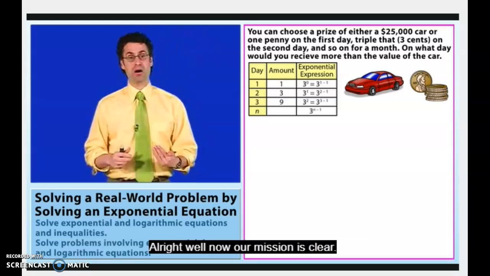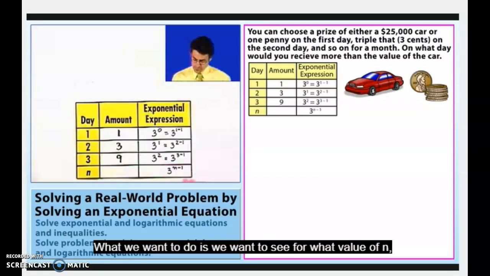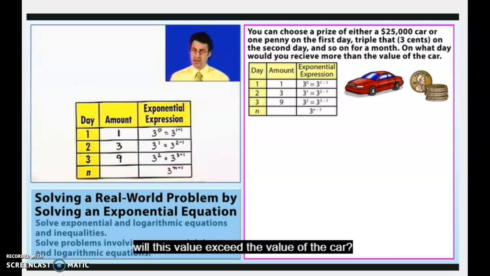All right, well now our mission is clear. What we want to do is we want to see for what value of n will this value exceed the value of the car. Well, how can I do that?